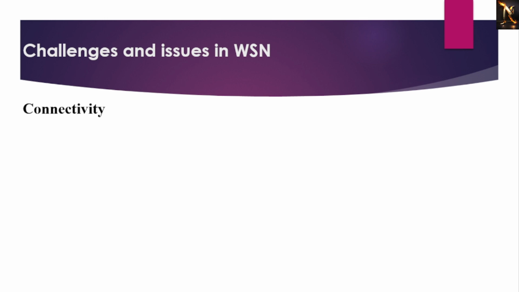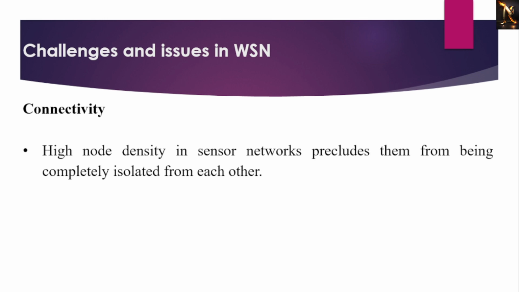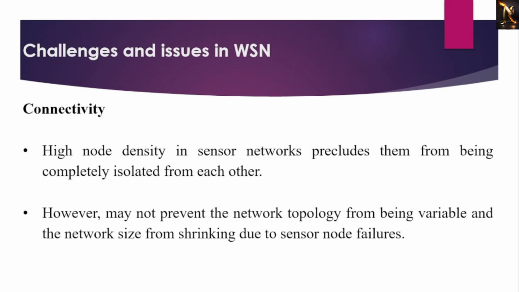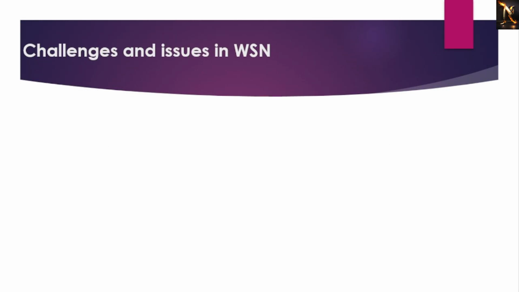The elevated node density in sensor networks prevents them from achieving complete isolation from one another. Nevertheless, this condition does not necessarily impede the variability of the network topology or the potential reduction in network size caused by sensor node failures.